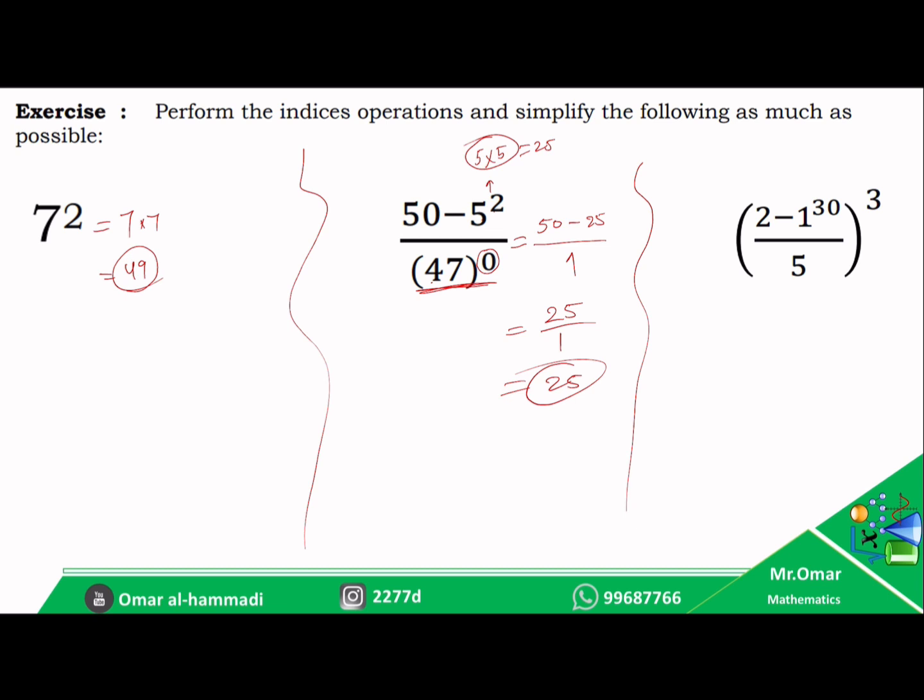First of all, we have to finish the brackets and then we have to distribute the powers.